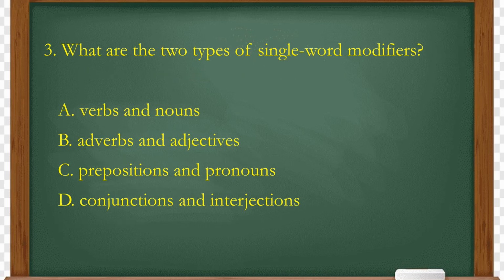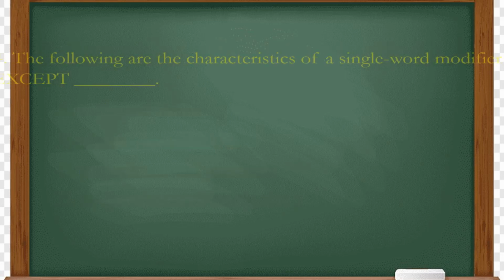Number 3. What are the two types of single word modifiers? A. Verbs and nouns. B. Adverbs and adjectives. C. Prepositions and pronouns. Letter D. Conjunctions and interjections.